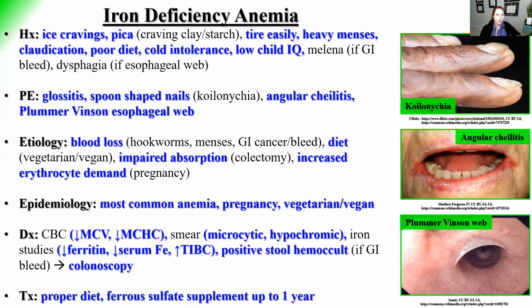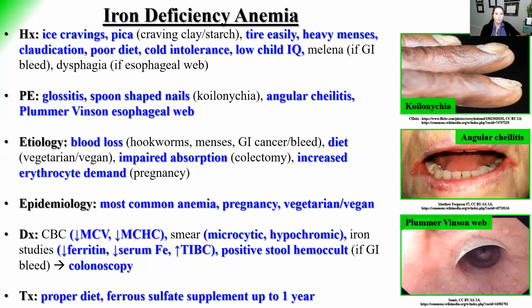If somebody's had a colectomy where they've taken out part of their bowel, they may have an impaired absorption of that iron. Or increased erythrocyte demand, somebody who's pregnant, that blood is getting shunted to the fetus, and so they may get iron deficiency anemia early on in pregnancy. It is very common.